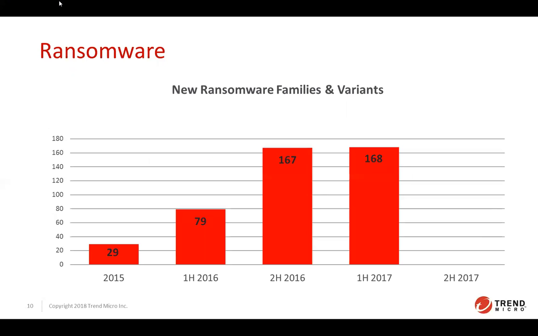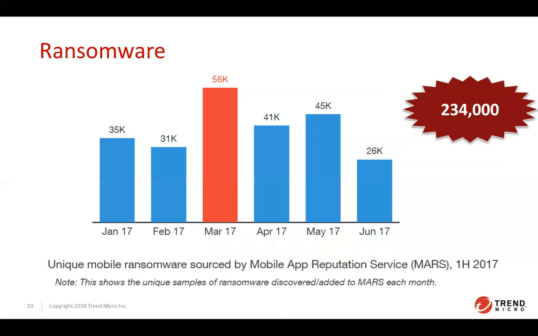And you can see here in a different chart, from 2015, where we had only 29 families in total for all of 2015, 79 were in the first half of 2016, 167 in the second half. You can see in the first half of 2017, 168 new families and variants of old ones that still have to be detected as new came out, and we'll see what happens in the second half. It's probably going to be a similar number.